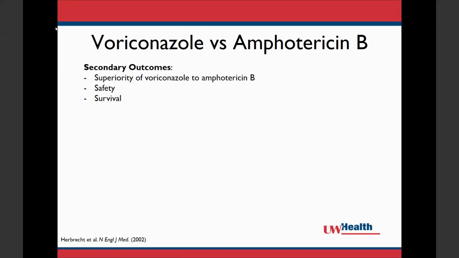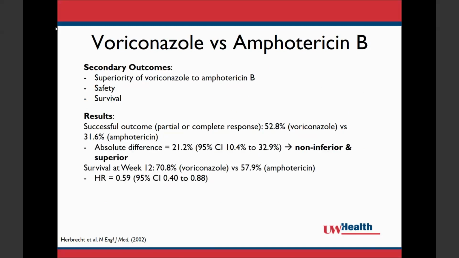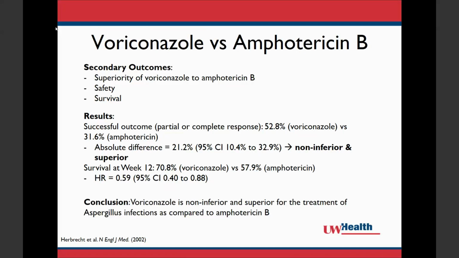Secondary outcomes that they looked at were superiority, safety, and survival. Looking at successful outcomes, Voriconazole actually was both non-inferior and superior. And with survival, Voriconazole also had better outcomes. So in conclusion, when comparing Voriconazole and Amphotericin B, Voriconazole is non-inferior and actually superior for the treatment of Aspergillus infections. So oftentimes we see Voriconazole as one of the first-line options.